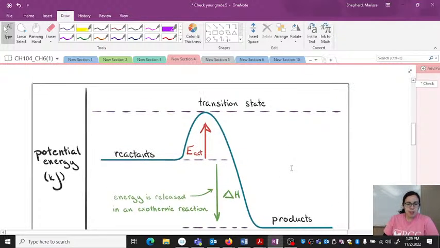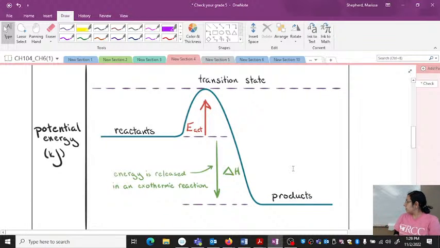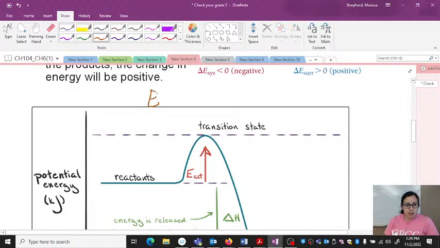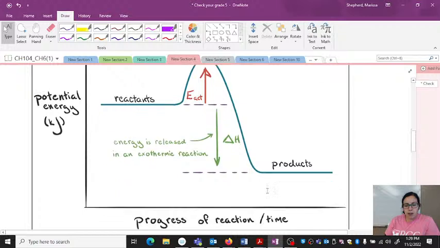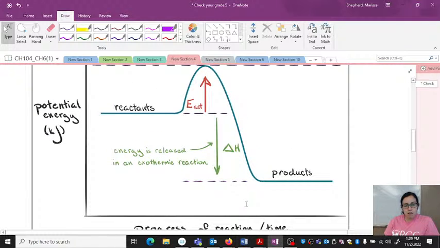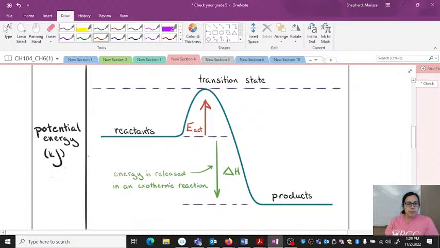And so this is a really key diagram that you'll probably see a lot, especially if you continue in chemistry courses. And so again, this is for an exothermic reaction, just to emphasize that. And so exothermic, we said the products are lower than the reactants. Again, that delta H energy is being released. And so this is a reaction diagram that shows the progress of the reaction and the energy.